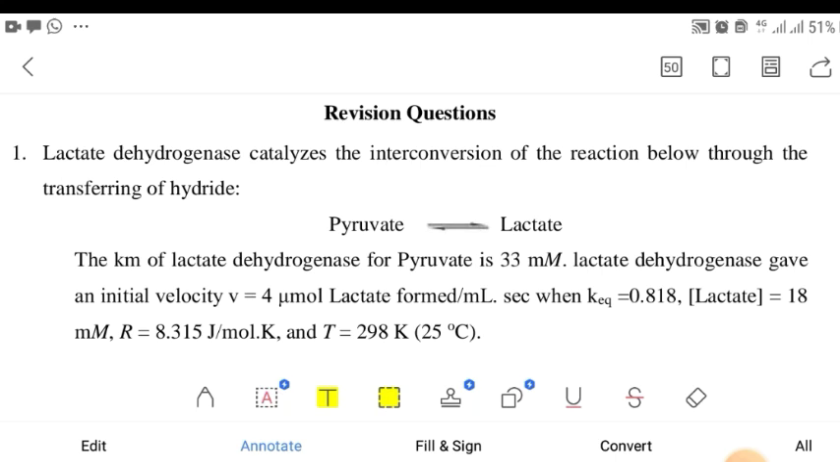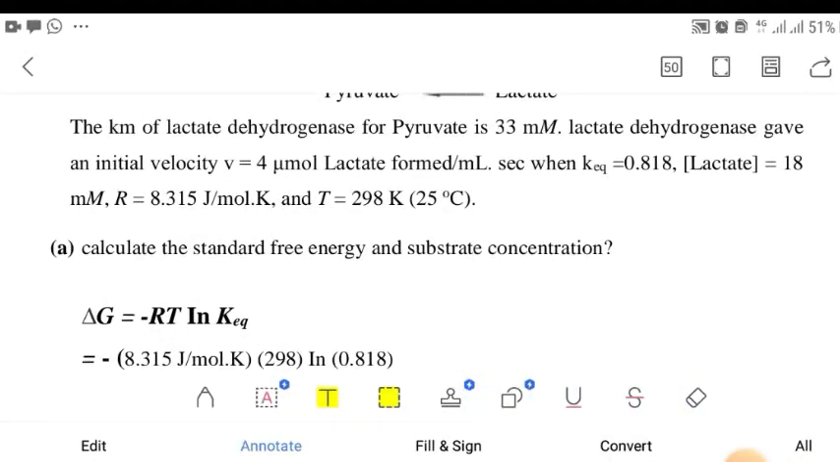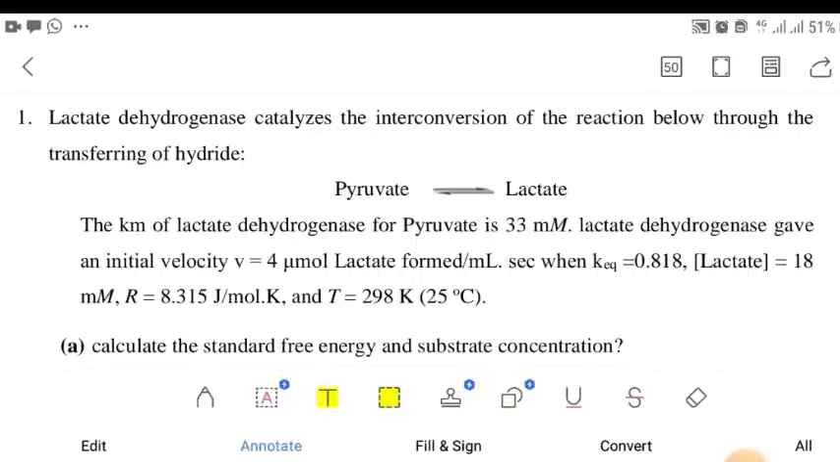These are the questions I've provided for you. If questions like this come out, I'm going to provide you the constant values, the R value, the T values, and essential information that will help you answer the questions. Looking at the first question, it talks about lactic dehydrogenase, and what does it do?